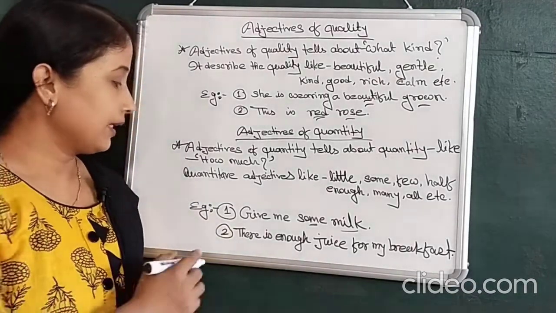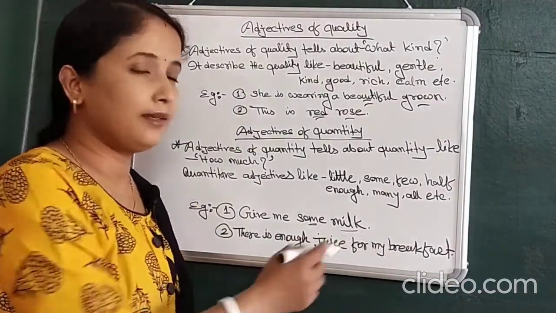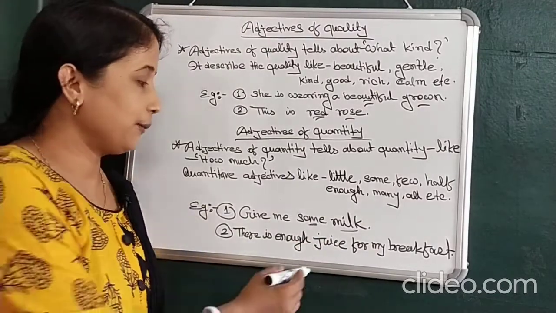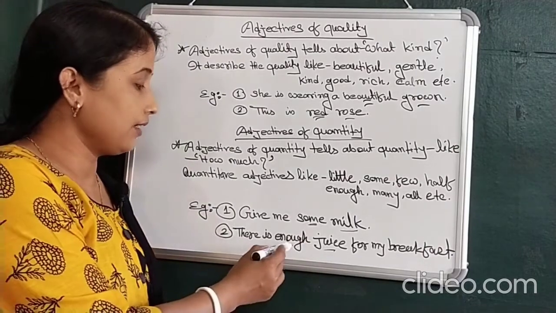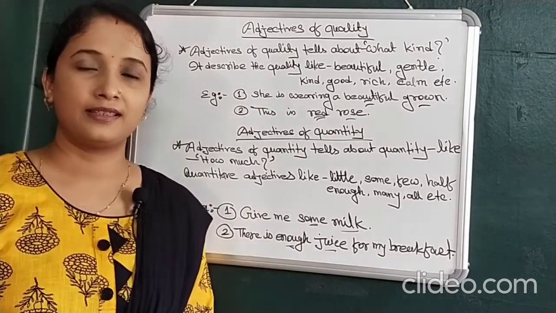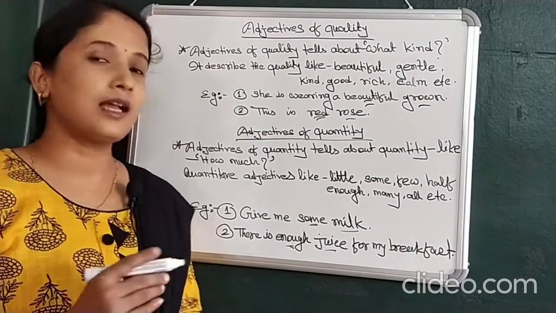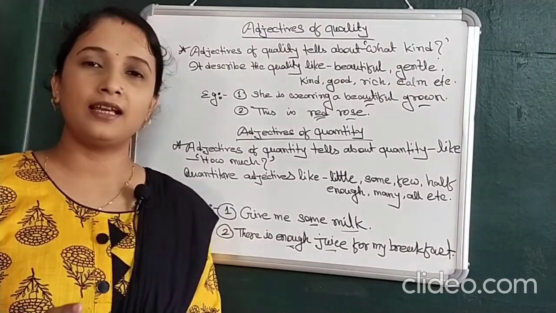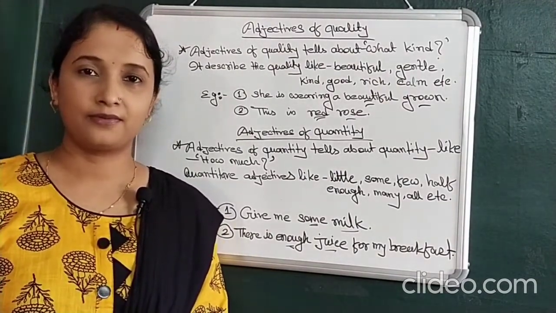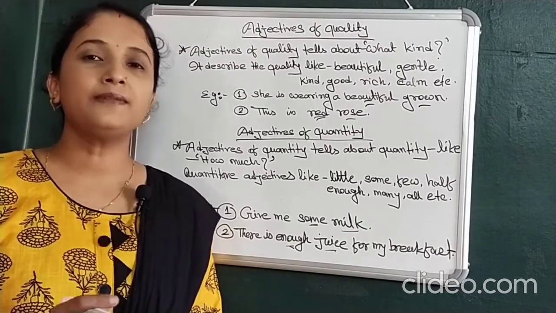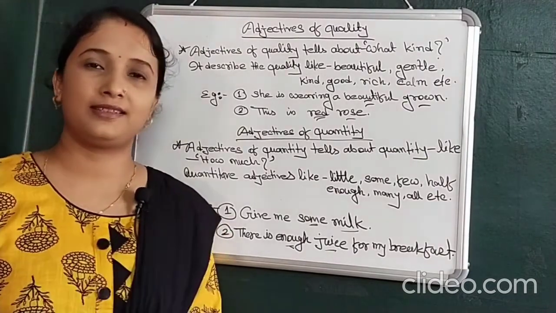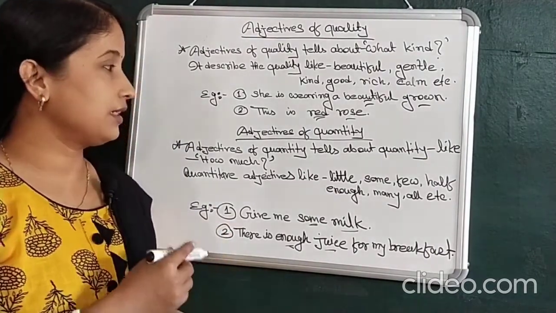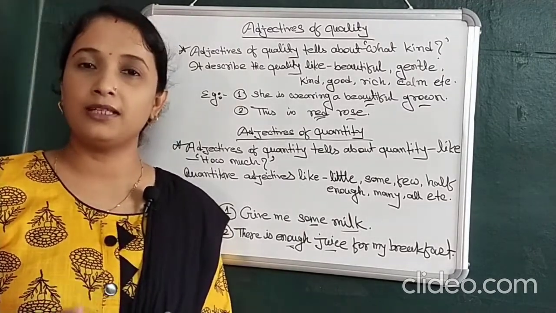Next example, there is enough juice for my breakfast. Here juice is the noun and enough is the quantitative adjective here because enough is uncountable. We can't measure the quantity of enough. Okay, so enough is the quantitative adjective or adjective of quantity here. Adjectives of quantity are always used with uncountable nouns. Okay.